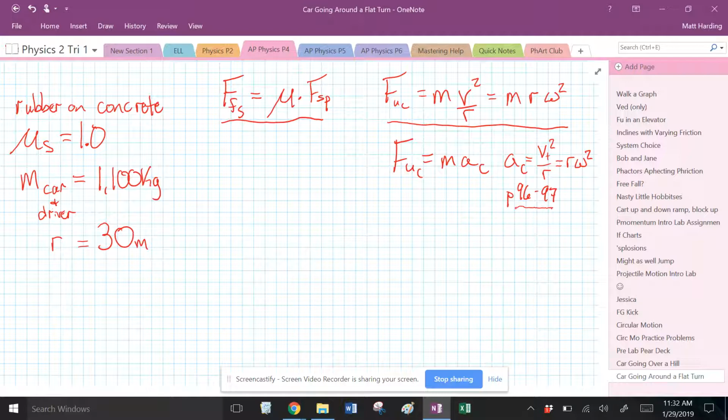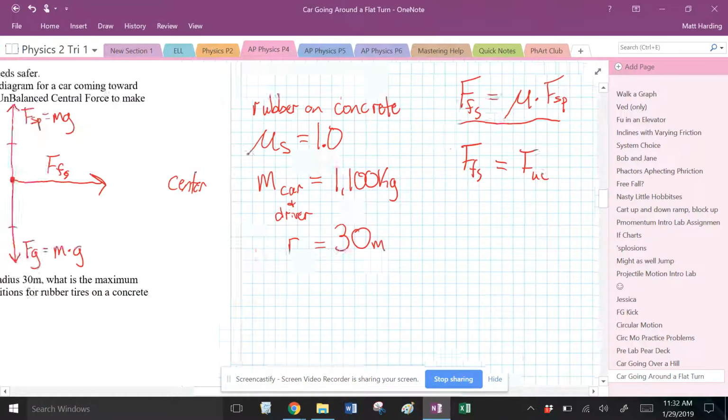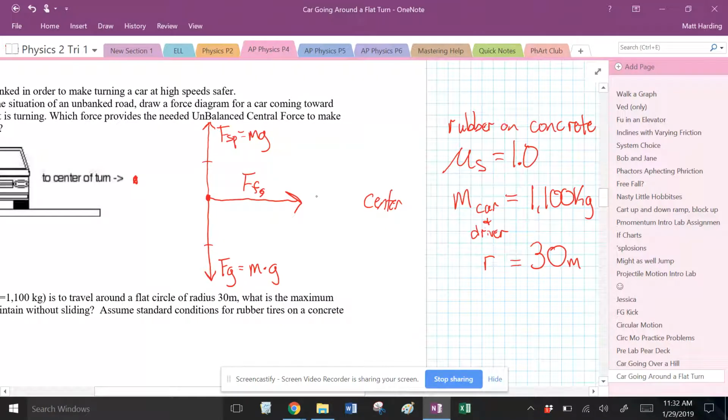But if we just work through the problem here, we're saying that the frictional force is equal to the unbalanced central force. If you look at this diagram here, if I go normal force up and I go friction over and then gravity down, then here's my unbalanced force pointing towards the center, and it's the same as that static frictional force.